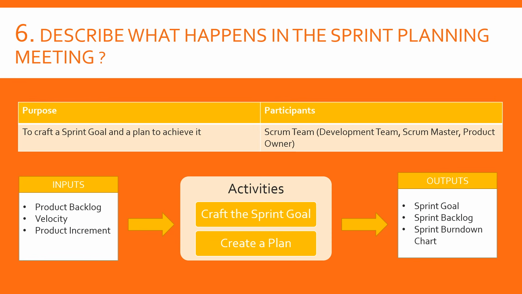Question number 6. I was telling you we'll discuss the events in more detail. This is the first of the four events in the Scrum process, which is the sprint planning meeting. A lot of interviewers will ask what actually happens in those meetings. The purpose of this meeting is to craft a sprint goal and also a plan to achieve it. The participants include the Scrum team, the development team, Scrum Master and product owner.